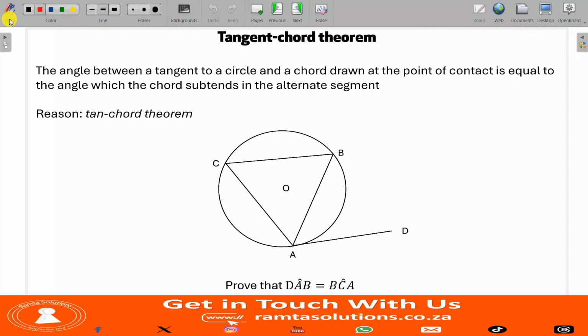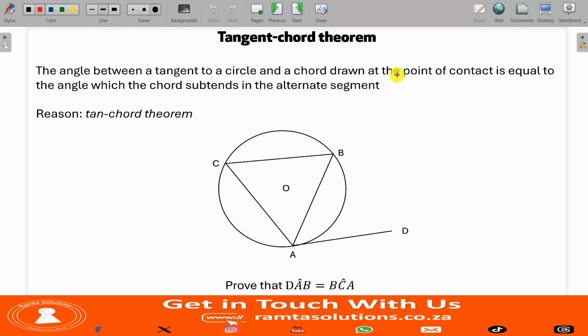Today we are proving the Tan-chord theorem. This theorem says the angle between a tangent to a circle, in this case our tangent is AD, and a chord drawn at the point of contact is equal to the angle which the chord subtends in the alternate segment.